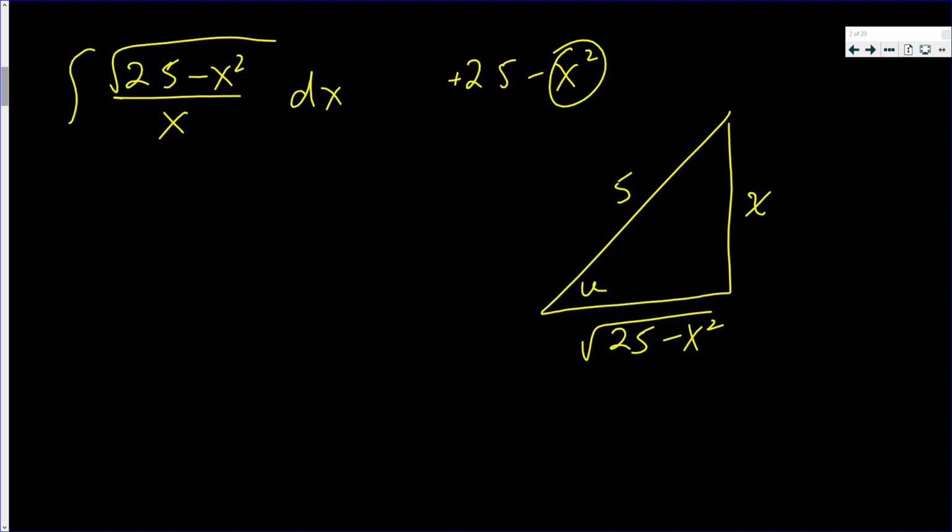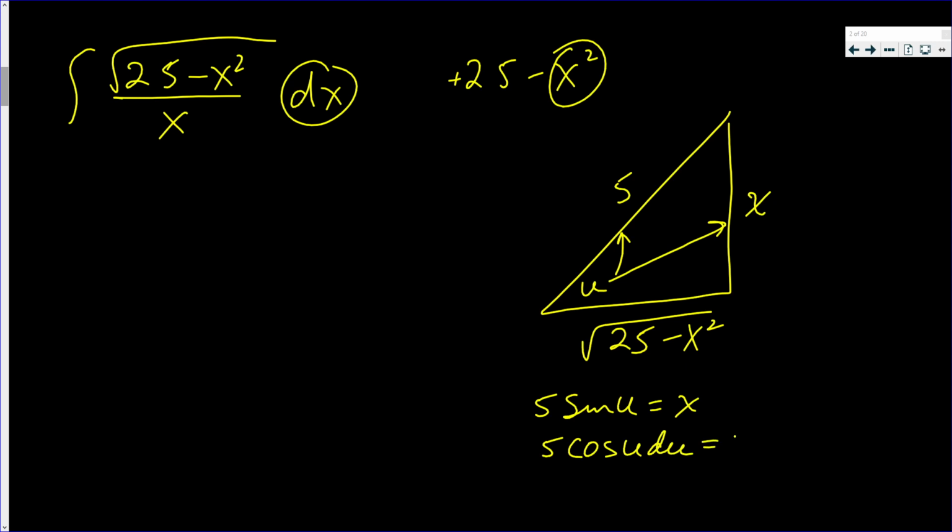Okay, like before, I like to get something that says x equals or 5x equals. Well, if I take the sine of u, I get x over 5. Ooh, I can find a differential right away. Then now I know what dx equals. Okay, I have dx, and I have what x equals. So now I just need to find out what the square root of 25 minus x squared equals.